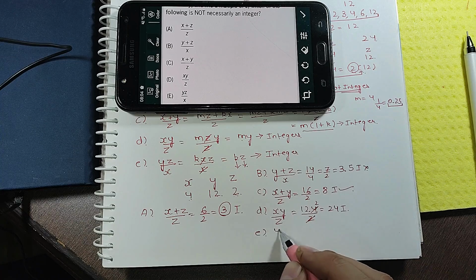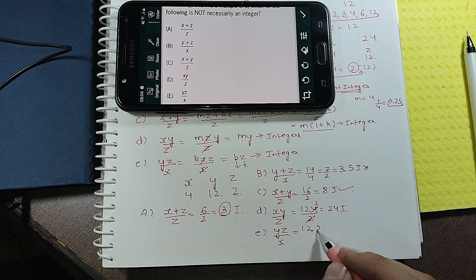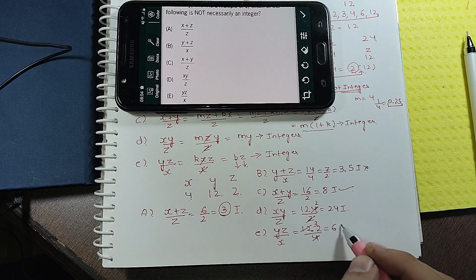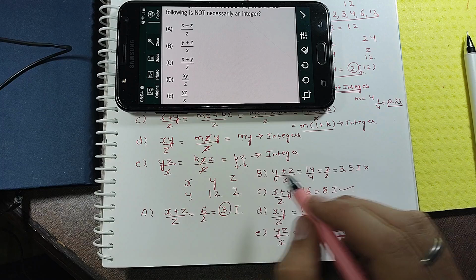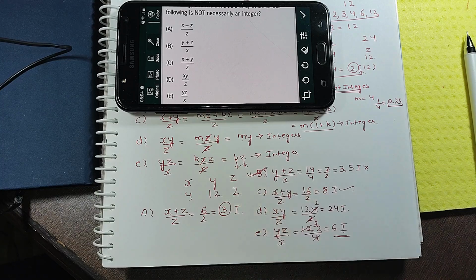Now the last option is yz divided by x. So y into z is 12 into 2, divided by 4. So this gives us 6, which is also an integer. So only option B is the option which is not giving us an integer.